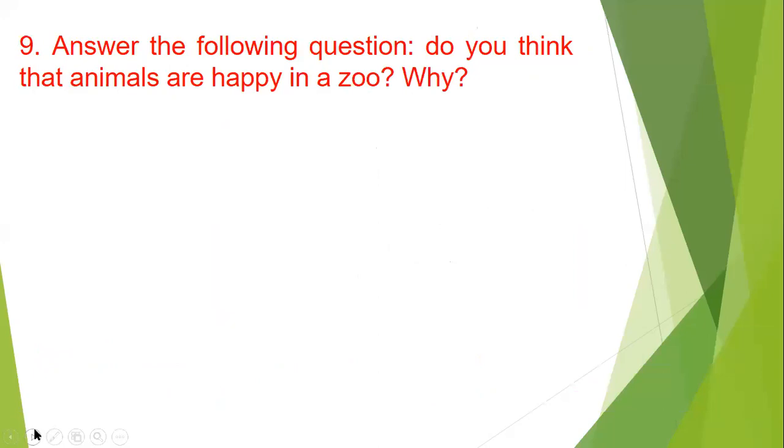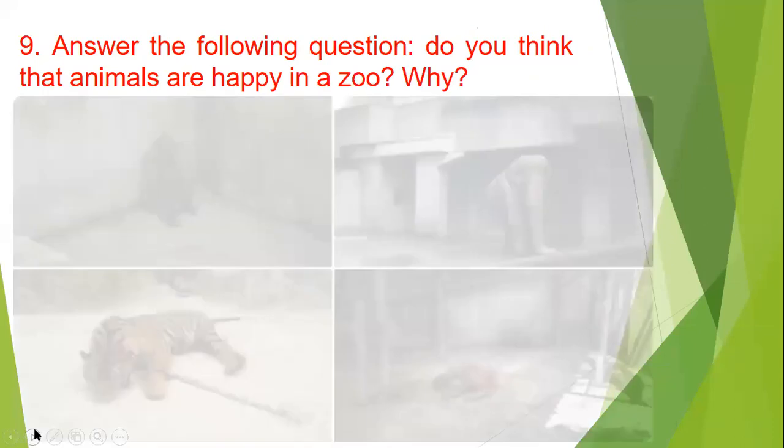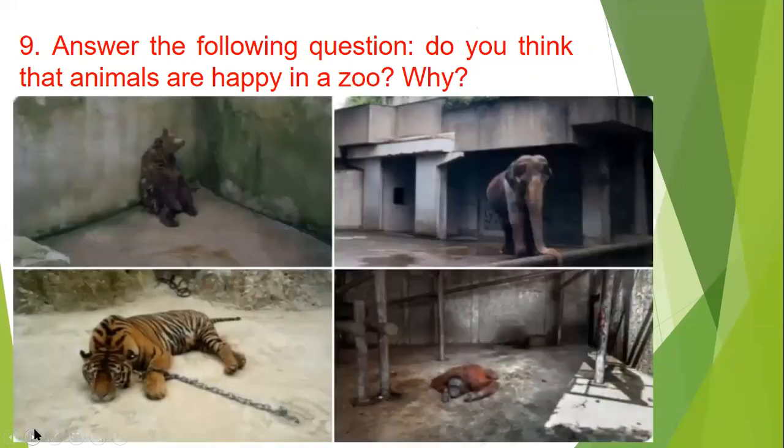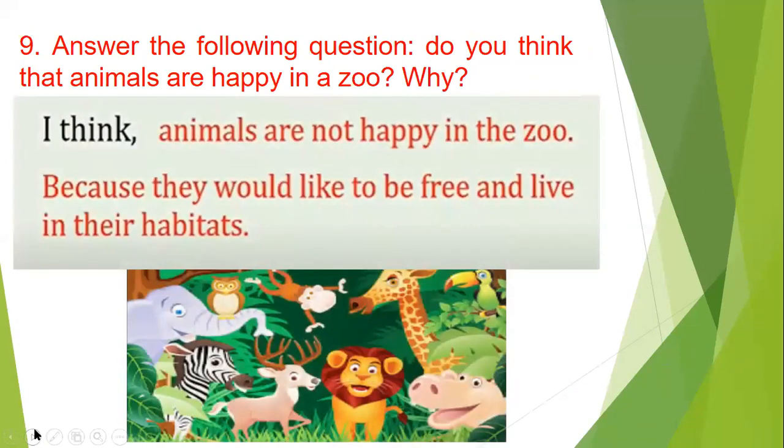Por último, answer the following question. Do you think that animals are happy in a zoo? And why? Muy bien, aquí podemos observar una imagen y en esa imagen lo que podemos ver es que prácticamente estos animalitos no son felices allí. Entonces, ¿cuál va a ser mi escritura? I think animals are not happy in the zoo because they would like to be free and live in their habitats. Muy bien, esa va a ser la respuesta que iremos a colocar. Y con eso sería todo.